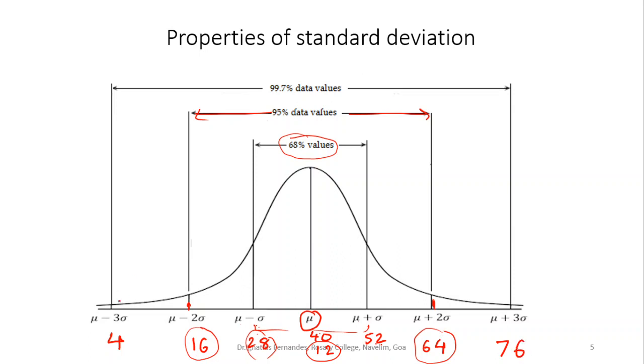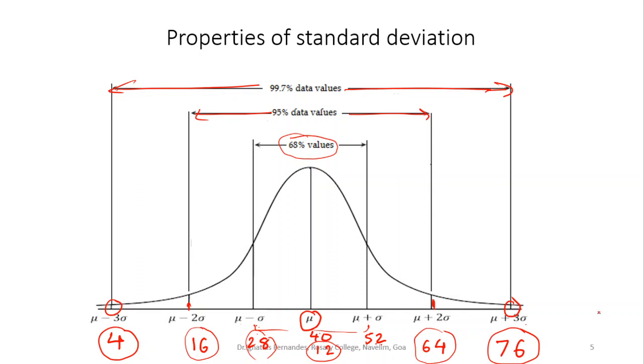So if we consider mu minus 3 sigma, mean minus 3 sigma and mean plus 3 sigma, then 99.7% of the data values are within these limits. You can be confident that 99.7% of the data values are within the limits mean minus 3 sigma and mean plus 3 sigma. Now in this example that we were referring to, mean minus 3 sigma is 4 and mean plus 3 sigma is 76.